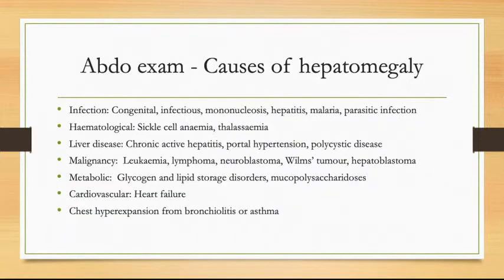So next is abdo exam. In abdo exam, you'd be looking for organomegaly and masses. So here I have a list of causes of hepatomegaly. They're not entirely different from adult causes of hepatomegaly, except if you look at malignancy, kids are more likely to have leukemia, neuroblastoma, Wilms tumor. And in terms of metabolic causes, glycogen and lipid storage disorders, they would be found quite early on.